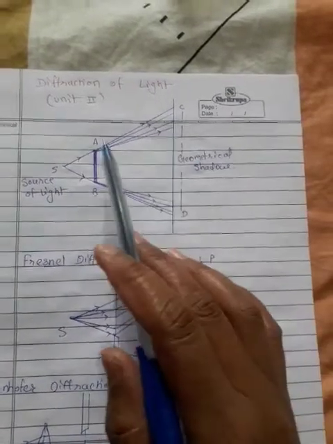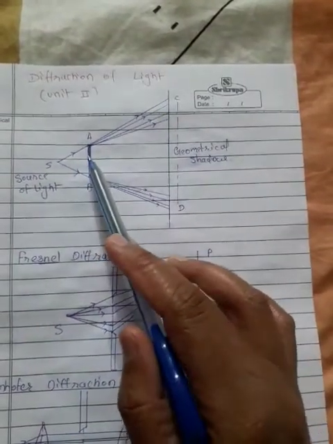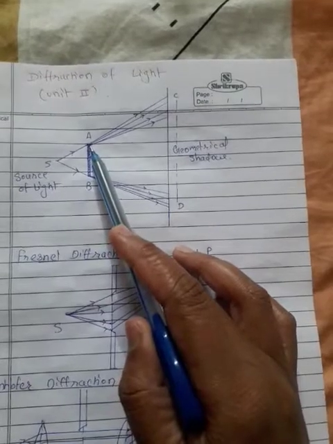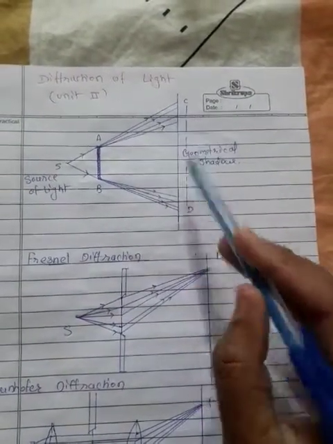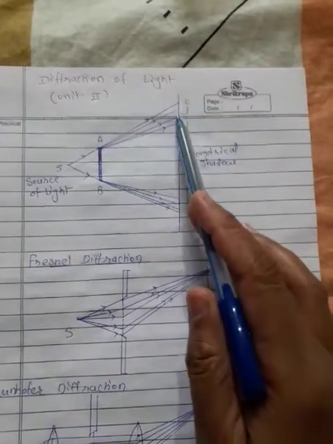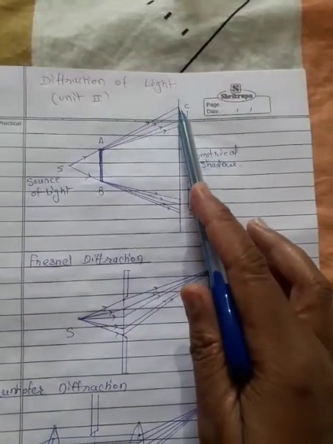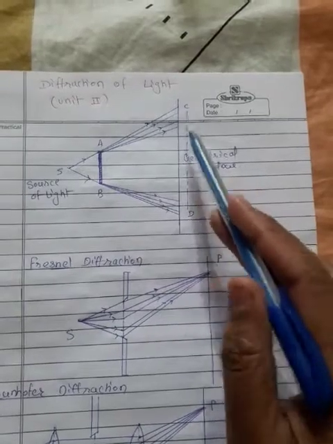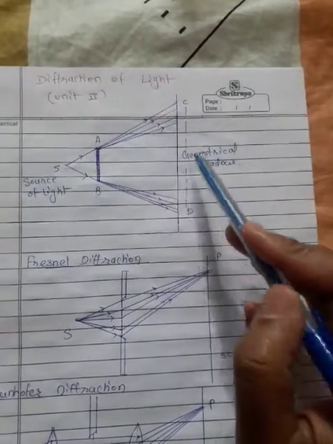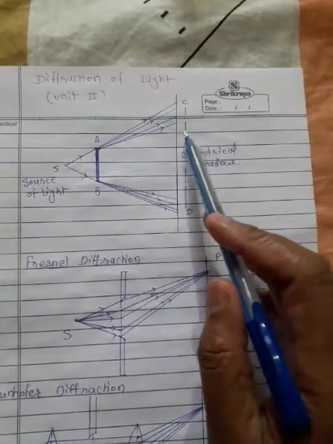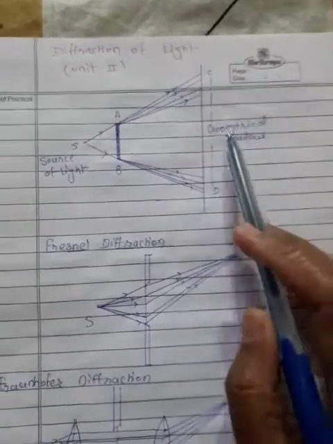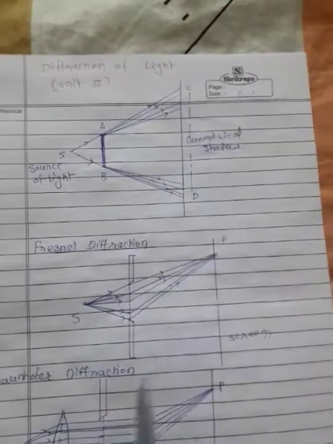It means that when the rays get bent from these obstacles, they fall on the screen. This is the screen, and this is, say, point C. Below that point and above that point, there is some shadow region here. Therefore it is called the geometrical shadow.